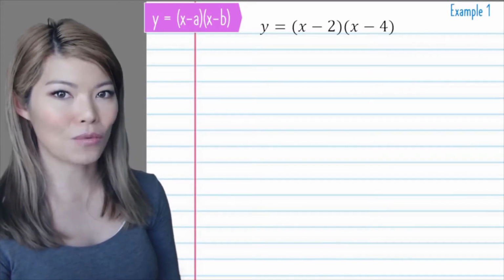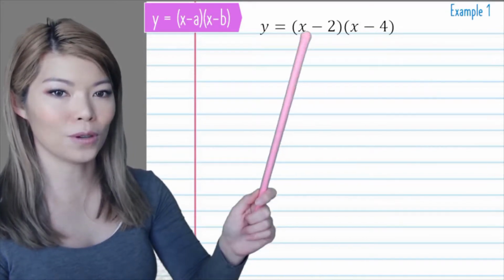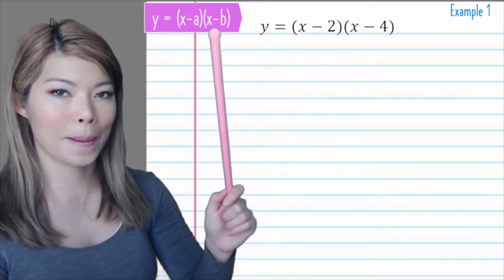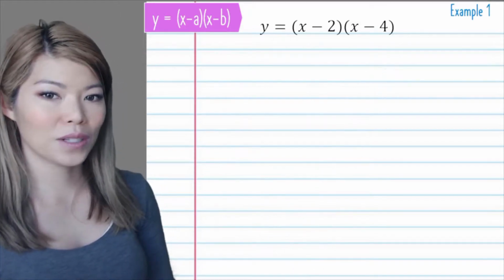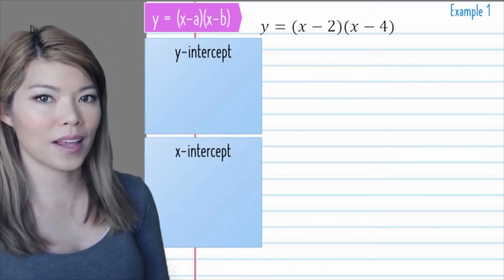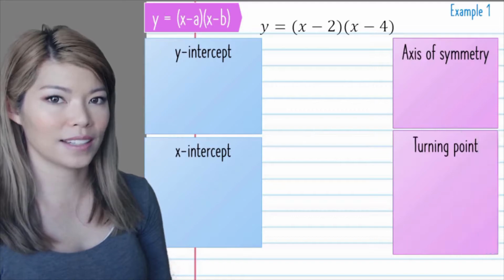Example 1, y equals (x minus 2)(x minus 4). Here we have a equals 2 and b equals 4. We're going to be looking at the y-intercept, x-intercept, axis of symmetry, and the turning point.